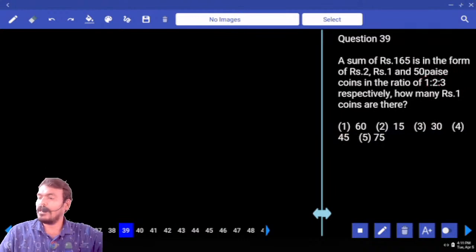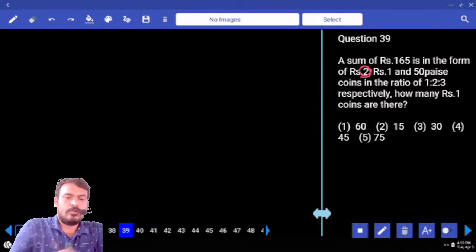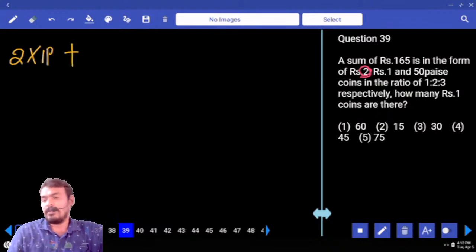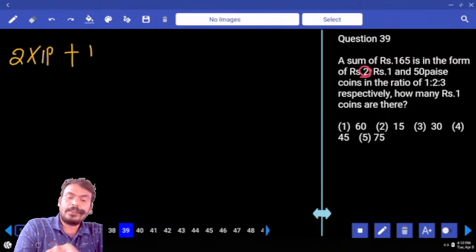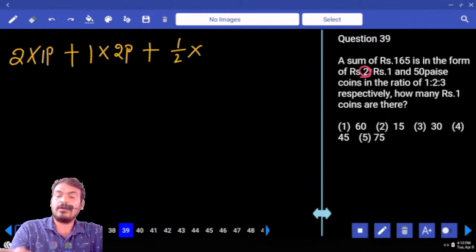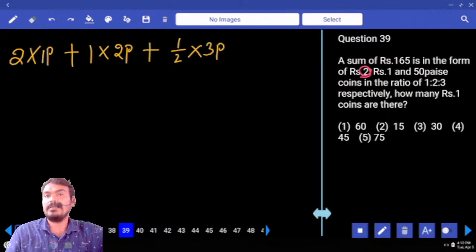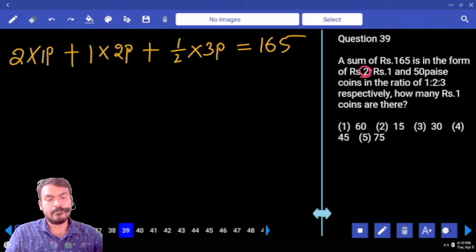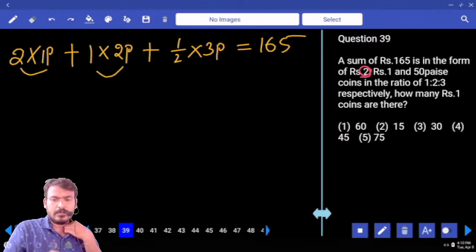Okay. What is the denomination of 2 rupee coins? 2 into 1 part, or not? 2 into 1 part plus, what is the 1 rupee value? 1 into 2 parts, or not? Plus half into 3 parts, or not? All these are adding, we get the total amount, or not? What is the total amount value? 165, or not? 2 plus 2, 4.